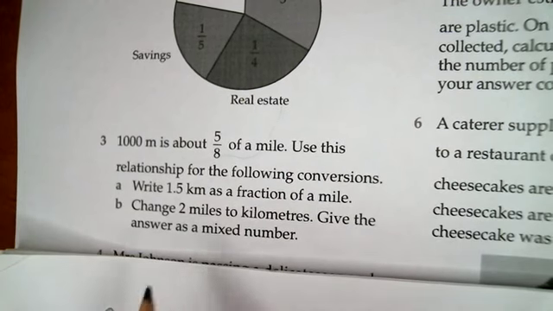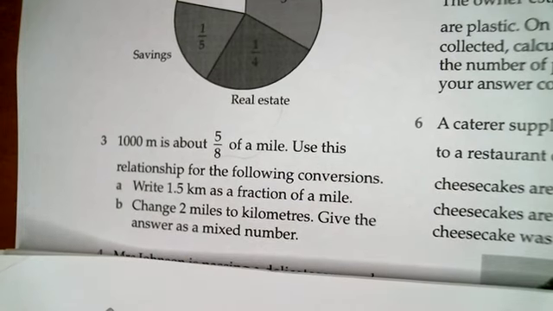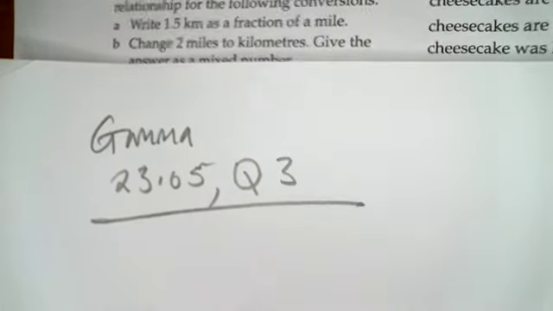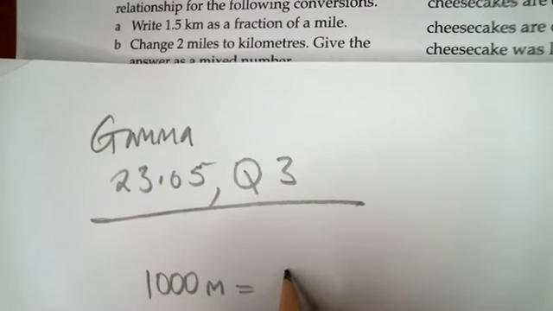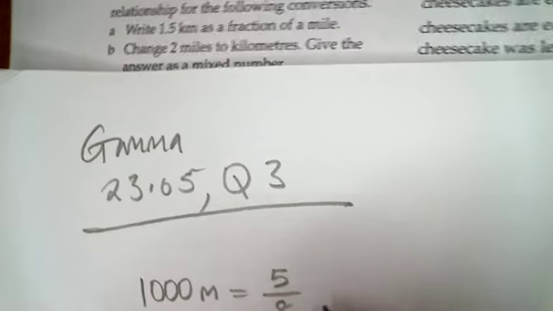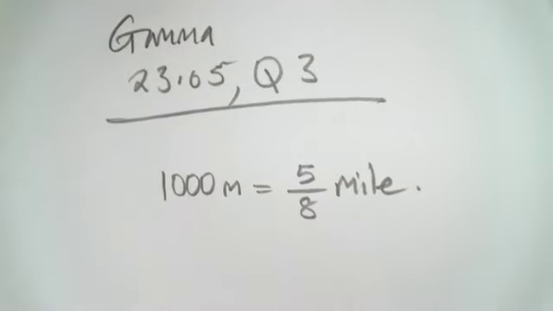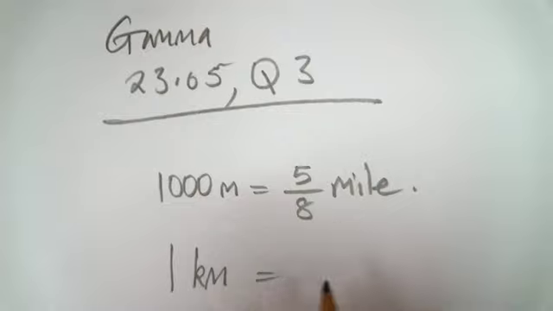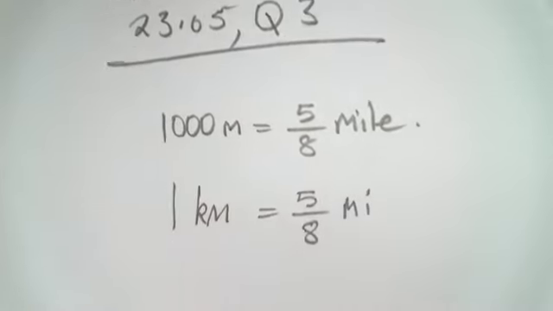All right, and it says write 1.5 kilometers as a fraction of a mile. And then later, well, let's do the first bit first, okay? First of all, let's explore that relationship a little bit. So we've got 1,000 meters is equal to 5/8 of a mile. I'm going to turn this into kilometers. So in other words, 1 kilometer is equal to 5/8 of a mile. I'm going to put mi for mile there.